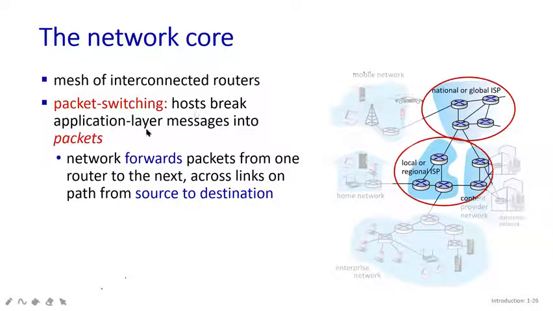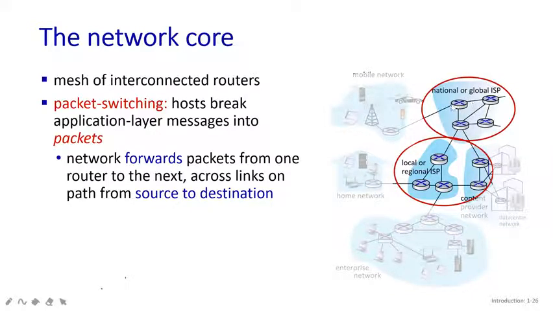Hosts break application layer messages into packets. How will we come to know that it is packet switching? It acts in the application layer, where the message has to be sent in terms of packets. We will come to know that this network is providing a packet switching network. What is the work of this network? How is it going to work?